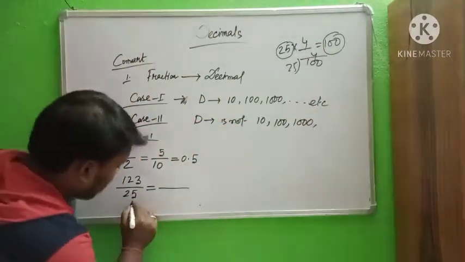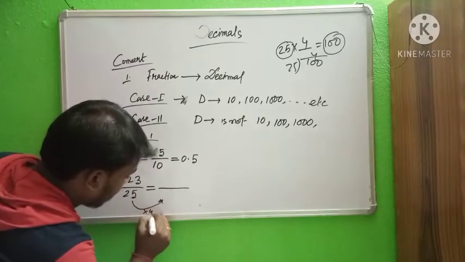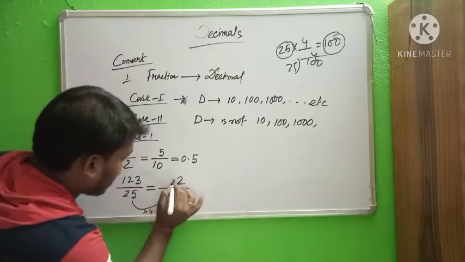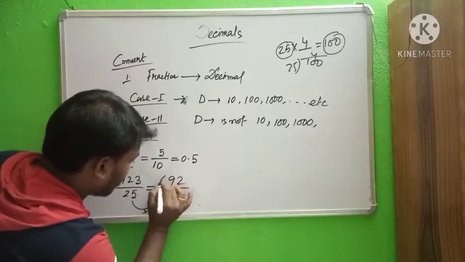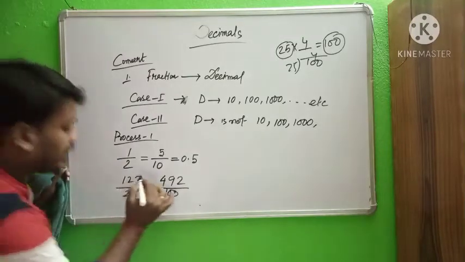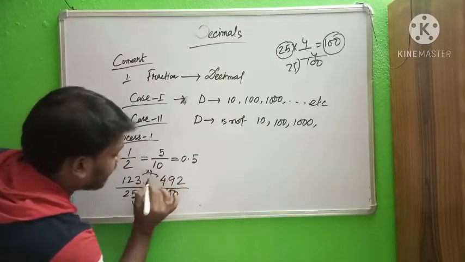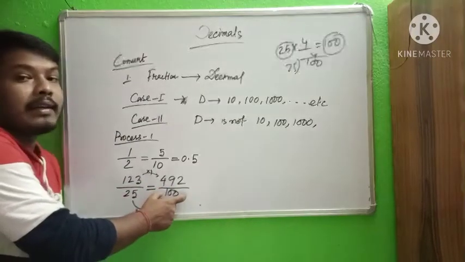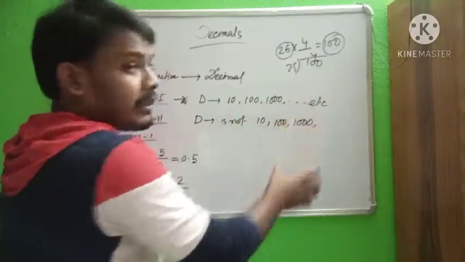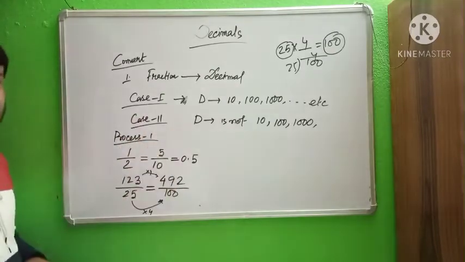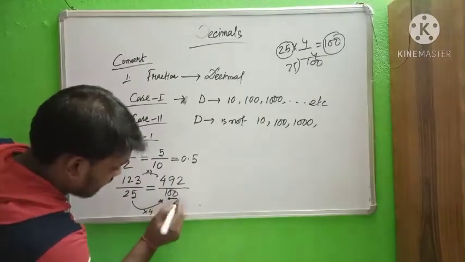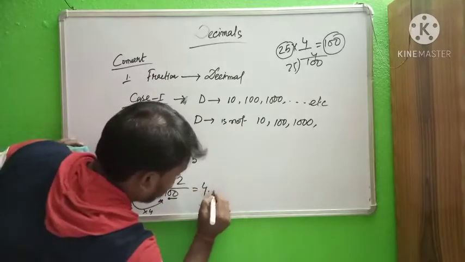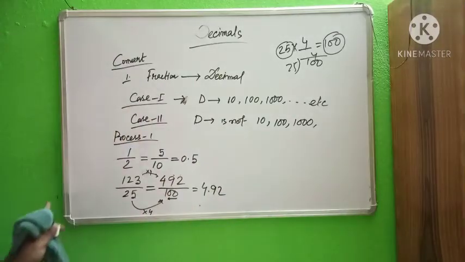So we multiply numerator and denominator by 4, then the denominator becomes 100. 4 3s are 12, 4 2s are 8, 9, 4 1s are 4. So the numerator becomes 492 by 100. Now the denominator is 100, and if the denominator is 10, 100, 1000, we easily convert it into decimal. Before two digits the decimal point is there, so the decimal point is here: 4.92. So it is process 1 given in the book.